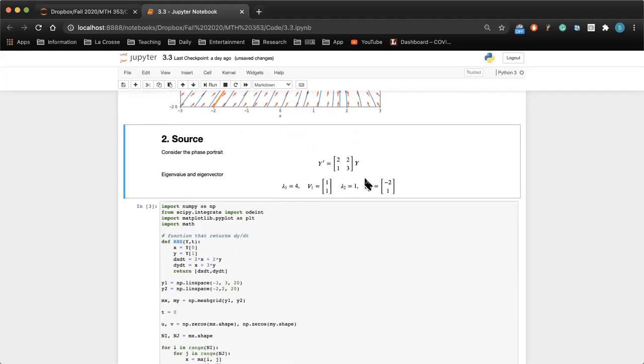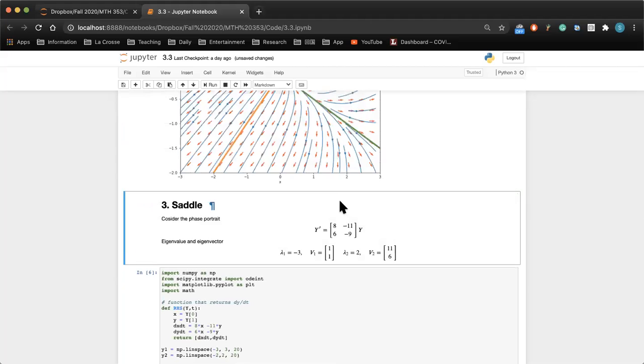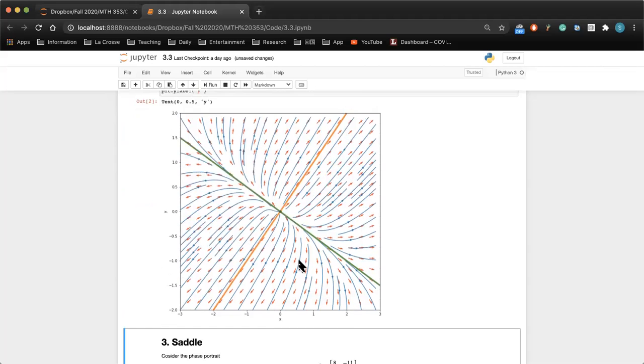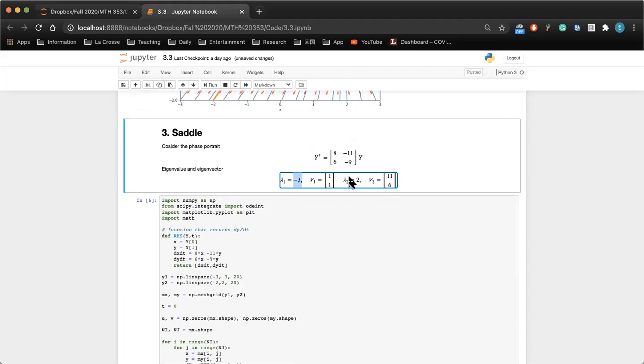Second, you reverse everything to be negative. So you have lambda1 equal to 4, lambda2 equal to 1. Both directions go out. That means you have a source. Everybody's going away. Finally, you have something which is partly negative and partly positive, so you should have a saddle.